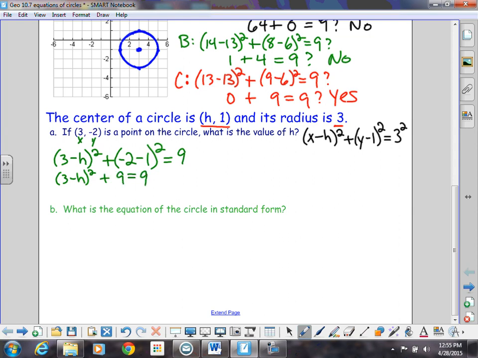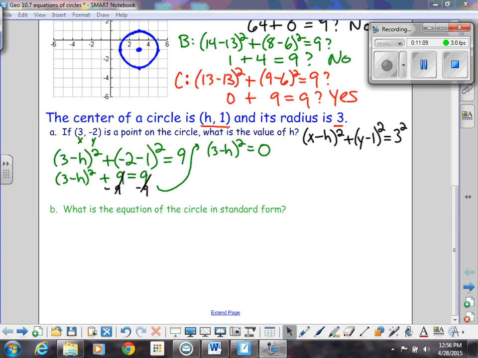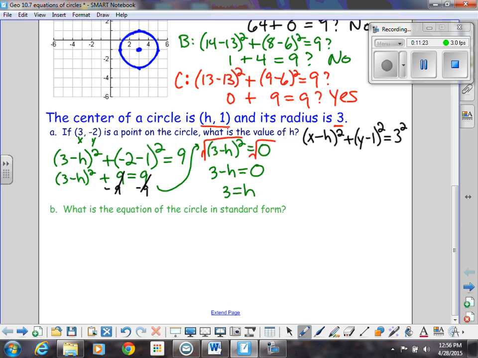Okay, so that's nice, because if I subtract 9 from both sides, those will cancel. If I continue this over here, I have 3 minus h squared is equal to just 0. So if I want to get rid of the squared, all I have to do is square root both sides. So I'm going to be left with just 3 minus h. That's because the square and the square root cancel. Over here is just 0. So if I add the h over to the other side, h is equal to 3.